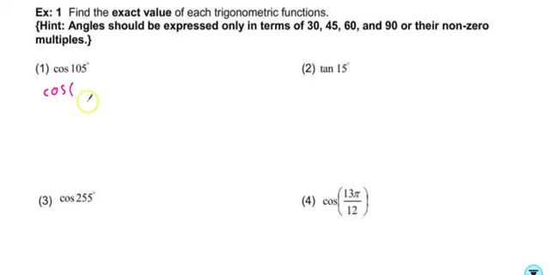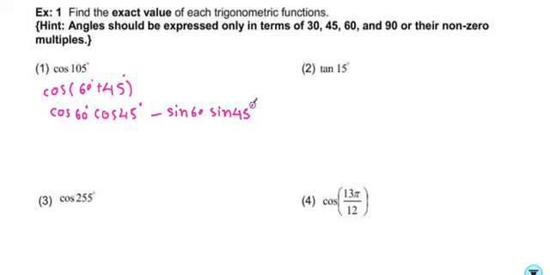I'm rewriting this as 60 plus 45. This is my first step. The second step is, you have those formulas up on your page, so I'm just writing using the formula. This is cosine 60 degrees, cosine 45 degrees, minus sine 60 sine 45. One more time: cosine, cosine, minus sine, sine. Cosine has the opposite sign. Sine has the same sign.